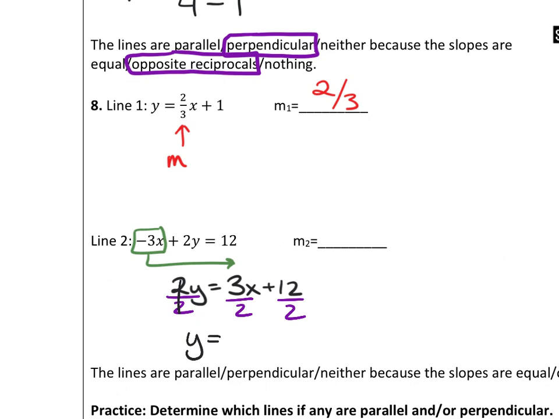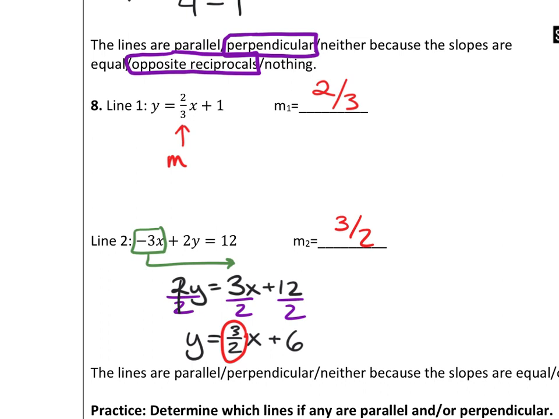Is 3 divisible by 2? No. So we're just going to leave it as the fraction 3 over 2. Is 12 divisible by 2? Yeah, it becomes 6. Oh, look at that math we just did in our head. Okay, question. Now that I've written it like this, what is the m? What is the slope? 3 over 2. All right, fabulous, because we know that's my m.